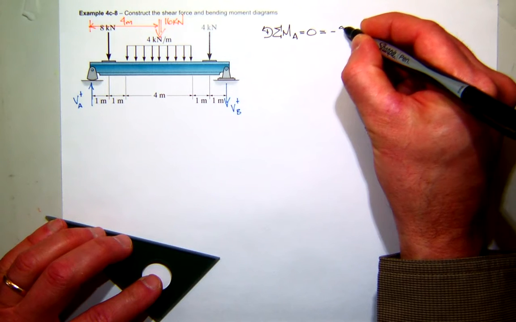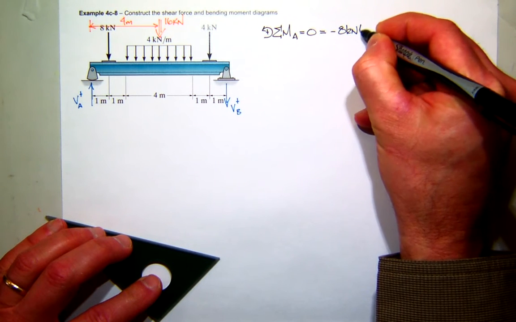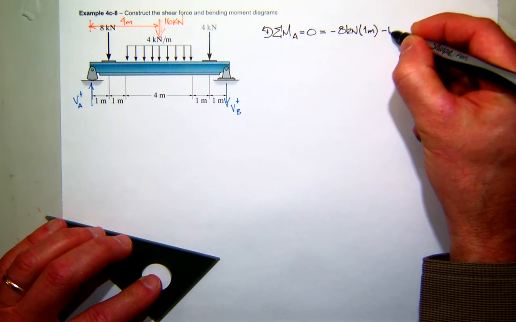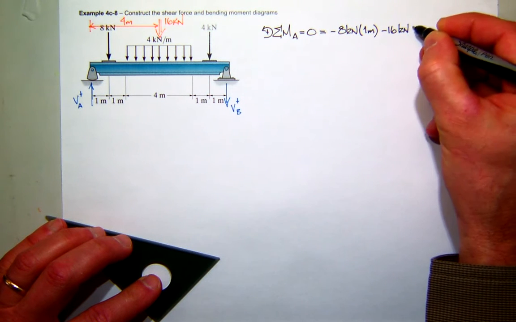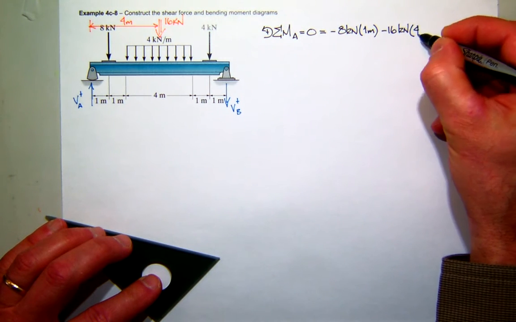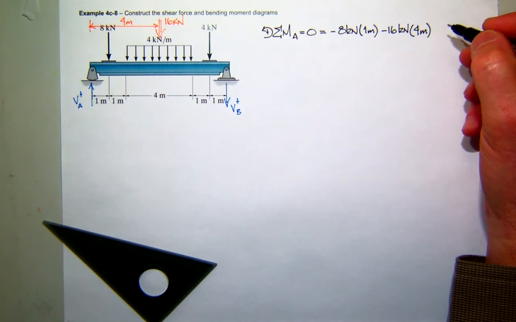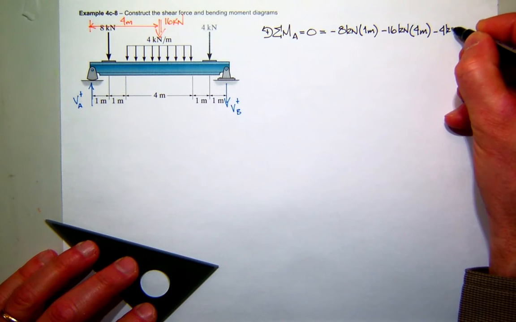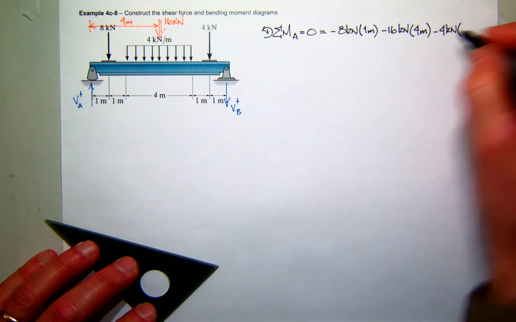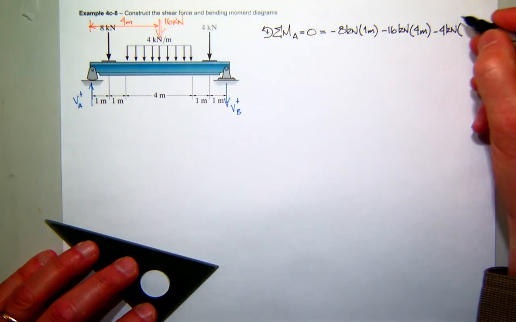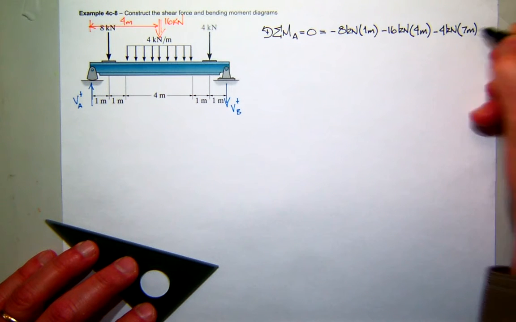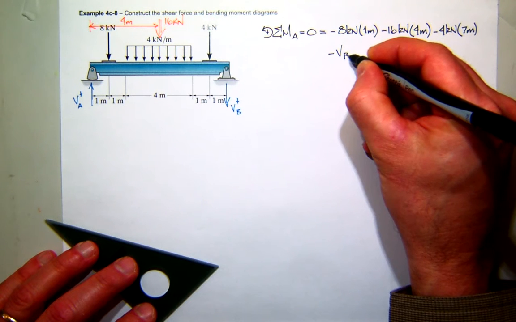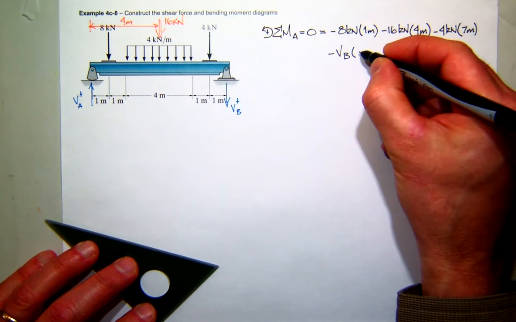So I've got minus 8 kilonewtons times its moment arm, which is 1 meter. Minus 16 kilonewtons, that's the concentrated equivalent force, times its moment arm, which we found was 4. And then over here on the right, 4 kilonewtons times its moment arm, which is 2 plus 4 is 6, is 7. And then the shear at B, which also creates negative moment, times a moment arm of 8.